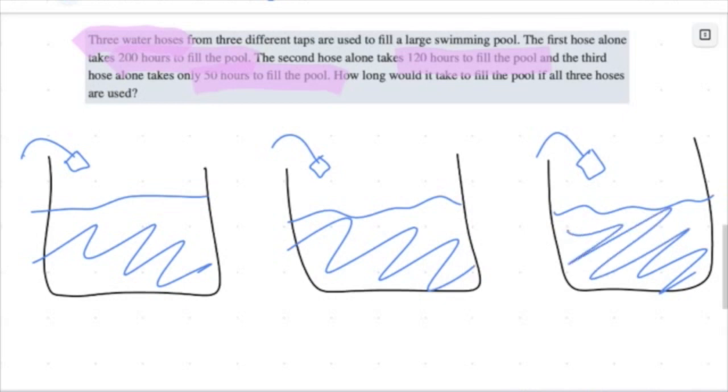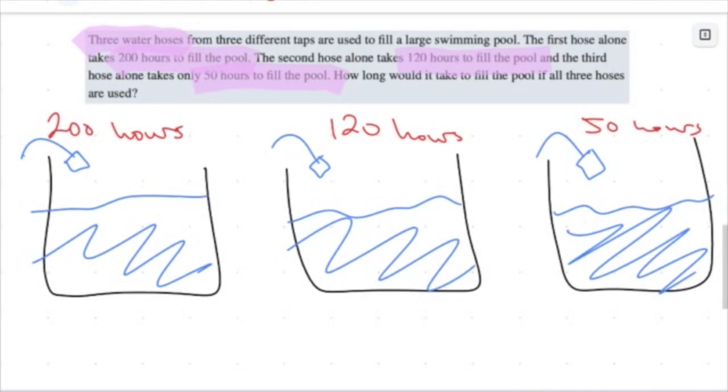Now, the first one takes 200 hours to fill the pool alone. So out of these 3, the one on the left, the first hose, is going to take the longest, right? It's got the slowest rate. It fills the pool quite slowly because it takes 200 hours compared to the other ones. Now, the second one takes 120 hours to fill. That one's in the middle. And the last one takes 50 hours to fill.